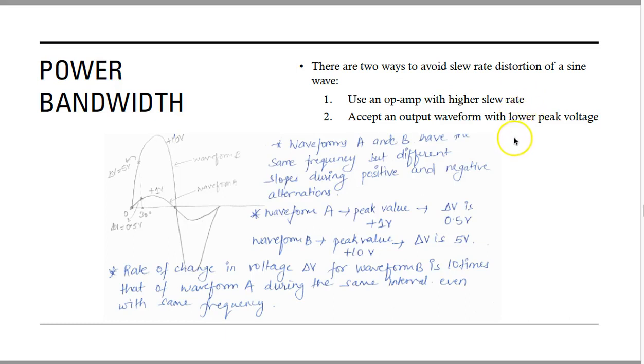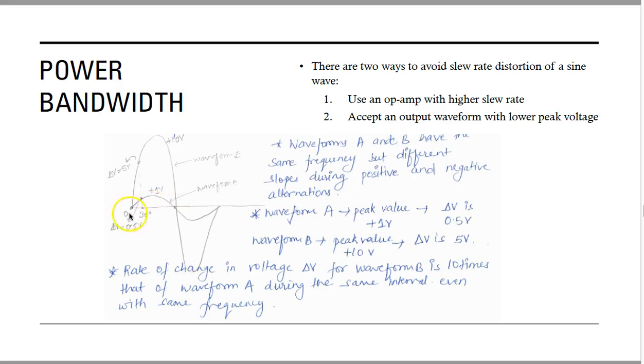As you can see here in this waveform, this is my waveform B, this is my waveform A. The small one is waveform A, and this big sine wave is waveform B. Both waveforms A and B have the same frequency. You can see the frequency is the same, but they have different slopes. Their amplitude is different.